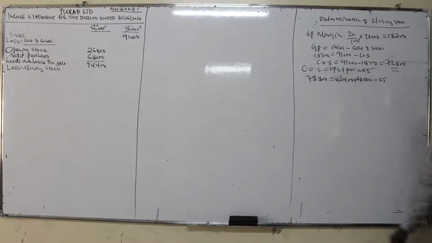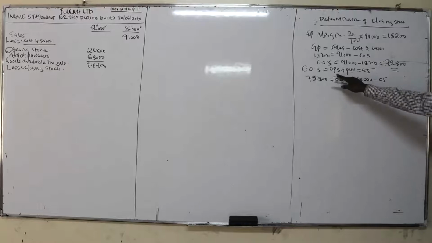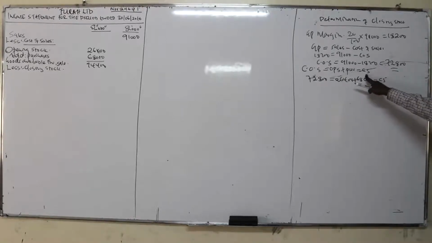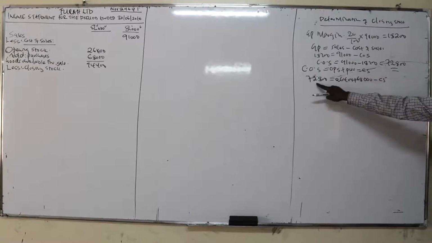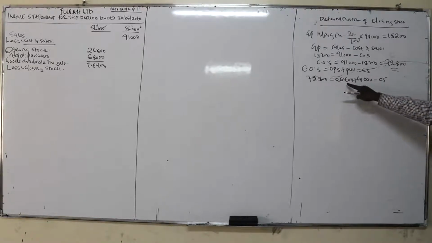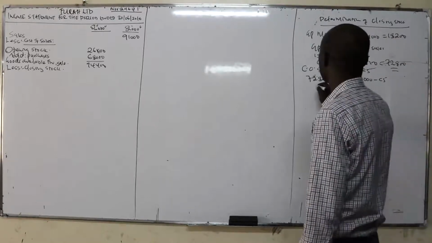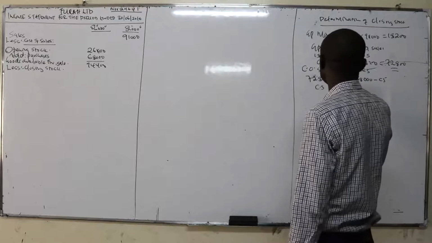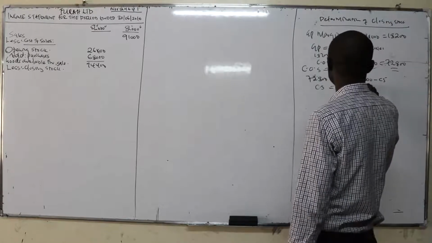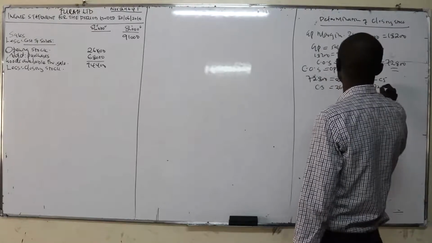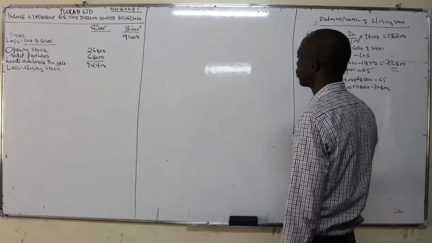So what is the formula of getting the cost of sales? The opening stock plus purchases minus closing stock, isn't it? We have our cost of sales, we have our opening stock, and then we have our purchases. What is missing is closing stock. So closing stock crosses the other side and becomes positive. So closing stock is going to be 26,400 plus 68,000 minus 72,800. So how much does our closing stock come to?